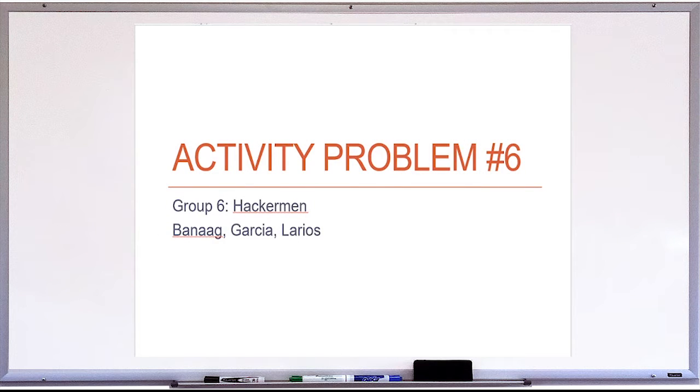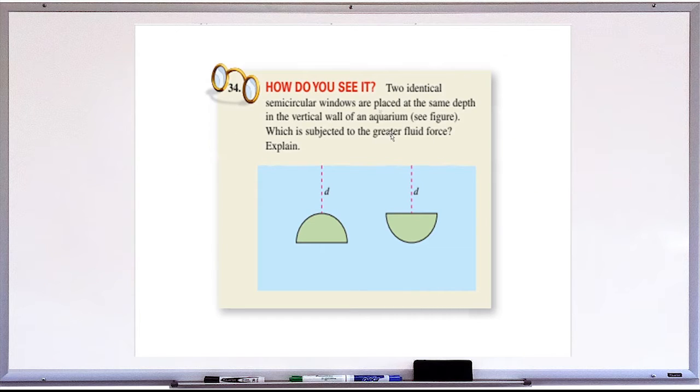This is the second question of the CALENG2 project. The question is: two identical semicircular windows are placed at the same depth in the vertical wall of an aquarium. Which is subjected to the greater fluid force? Explain. Before we go into the explanation, we need to understand this.